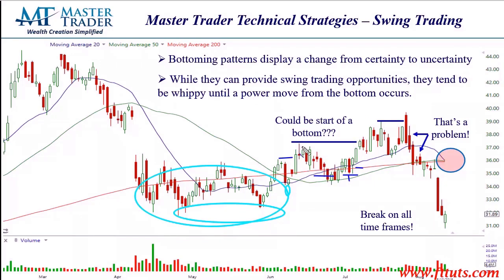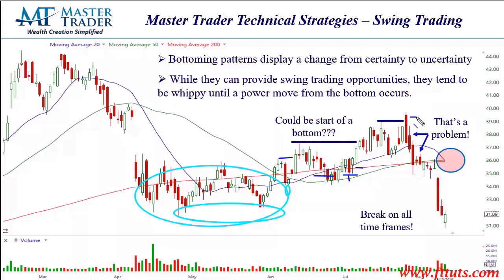They can provide us swing trading opportunities, but they do tend to be whippy. And we want to see that power move. We want to see it happen on big volume for that type of confirmation. Bottoming patterns do have a tendency to disappoint. They're not in clearly defined uptrends or clearly defined downtrends. So when you trade them, trade them a bit tighter, be very respectful of an event like this, to step aside. And just historically, bottoming patterns do just that.